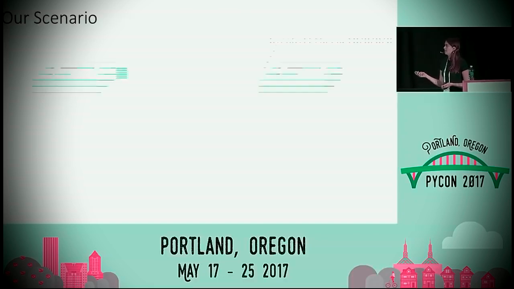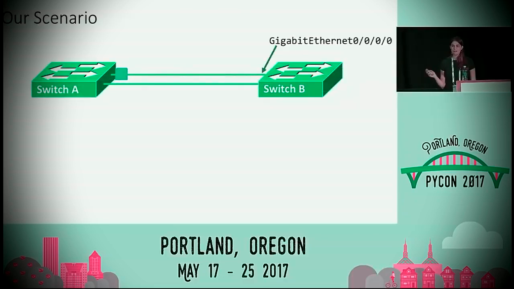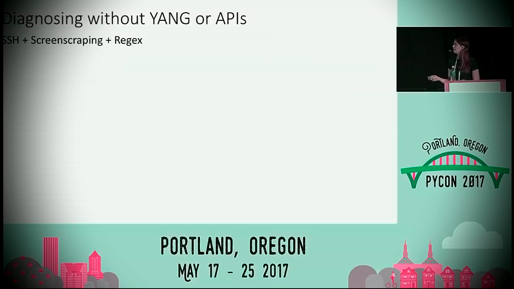So here's our scenario. We have switch A trying to talk to switch B. For some reason, switch A cannot send its packets to gigabit Ethernet 0/0/0. We suspect somebody has fat-fingered the interface and has accidentally shut it down. So the interface is just not on. Super basic. How can we diagnose this without Yang or APIs?